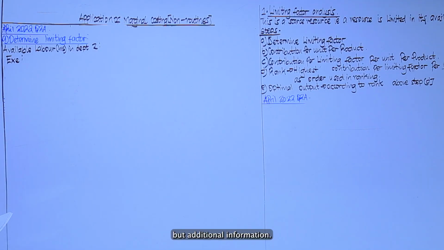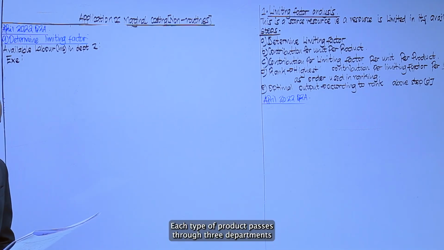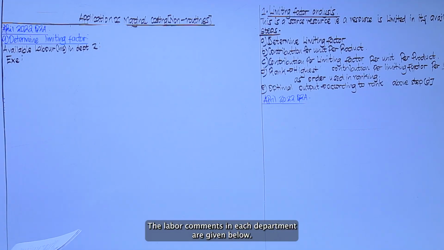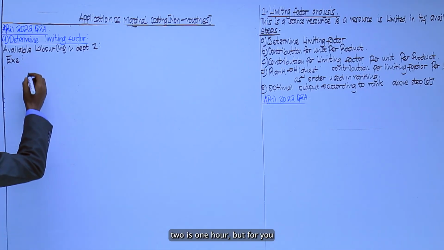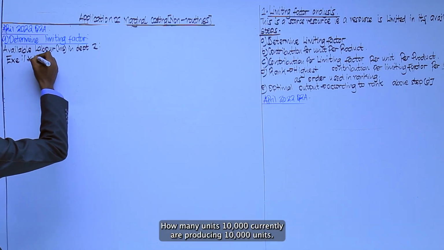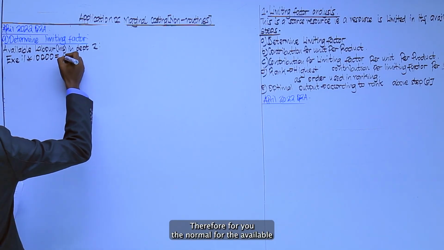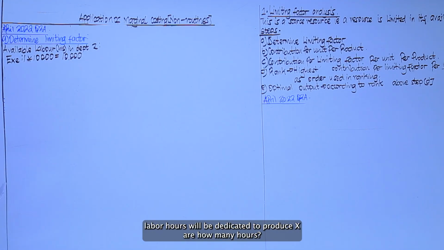But additional information number 1, each type of product passes through 3 departments in which a different type of labor is used. The labor requirements in each department are given below. The labor requirements per unit of X in department 2 is 1 hour. But for you to produce X, you currently are producing how many units? 10,000. Currently are producing 10,000 units. Therefore, the available labor hours dedicated to produce X are how many hours?